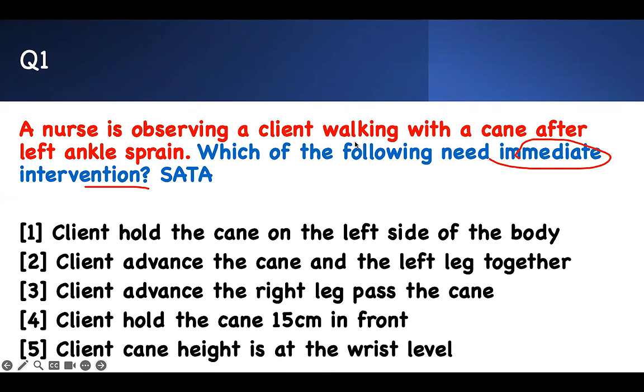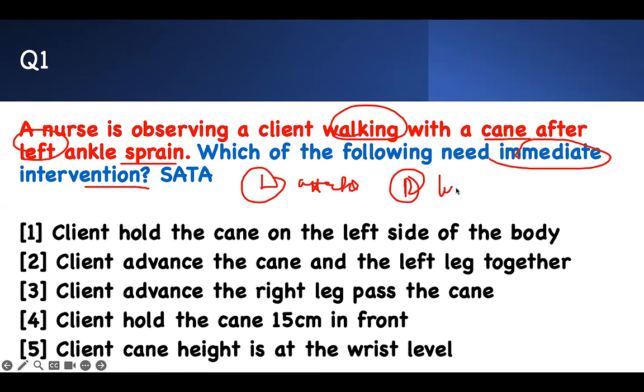A nurse is observing a client walking with a cane after a left ankle sprain. Look at what I've done: things that will help me answer the question. Walking with what? Cane. What is the problem? Left ankle sprain. Therefore, I know that the left ankle is affected and the right is unaffected. So when I'm answering questions, I'm focusing on that. And I'm using a cane. Clients hold the cane on the left side of the body. When you use a cane, the cane should be on what? The unaffected side. Left side is affected.